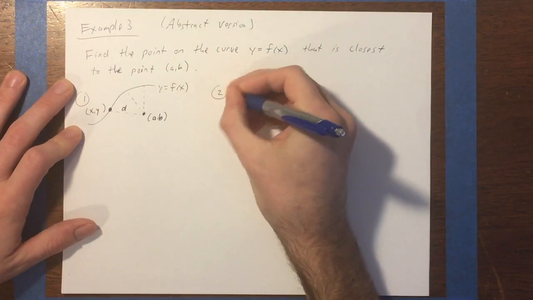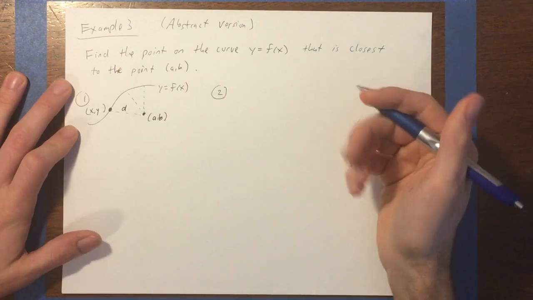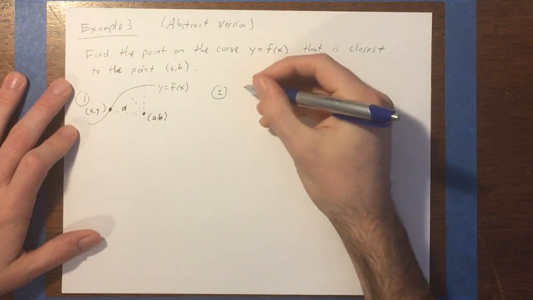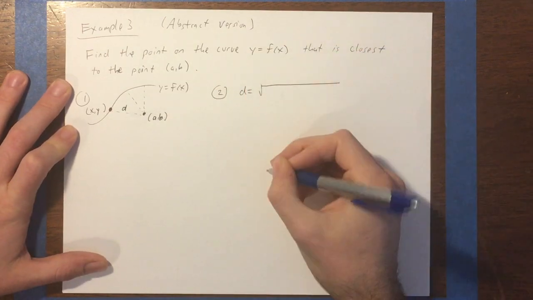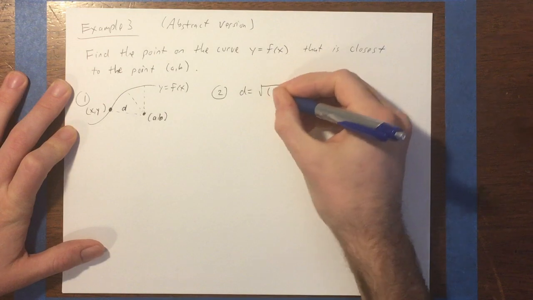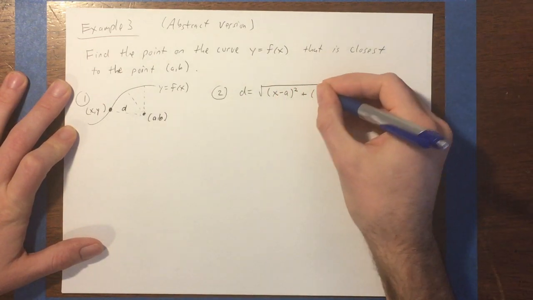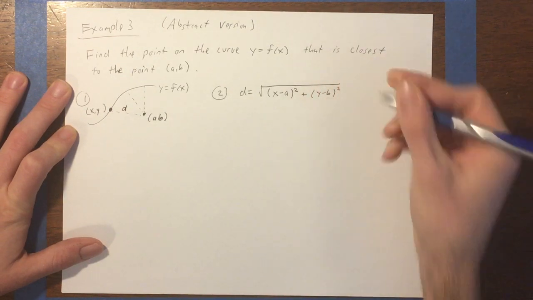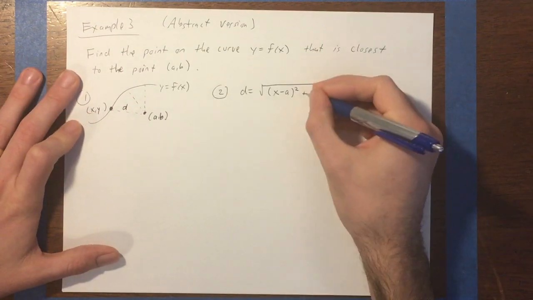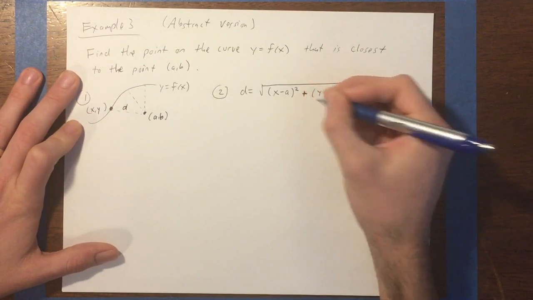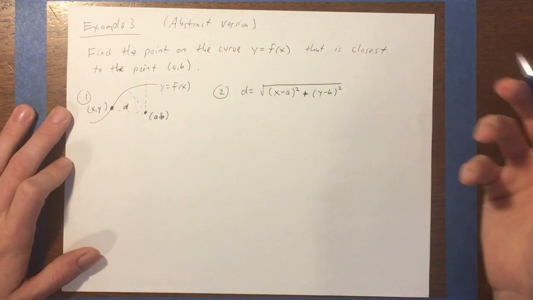So now, step 2, let's get a primary equation. Since we're trying to find the optimal value of d, let's get d. For this, we need to use the distance formula. d is going to be a big square root of a difference in x values, x minus a, squared, plus the difference in y values, y minus b, squared. Remember, the square root and the squares cannot cancel each other because of the addition. You can't distribute the square root over the addition. So that's the distance formula. It doesn't really simplify at all.